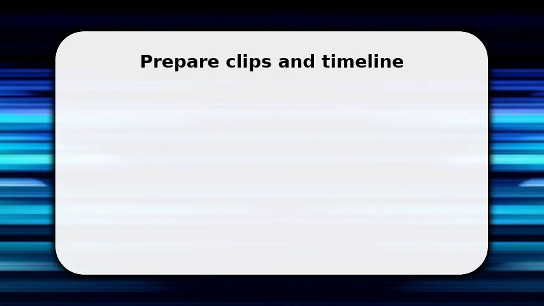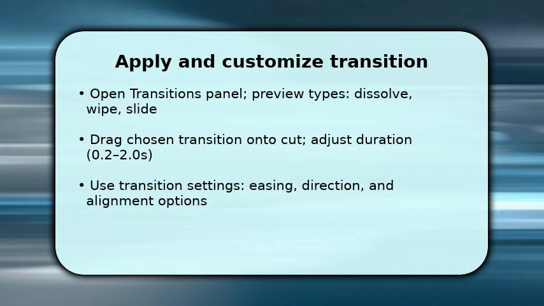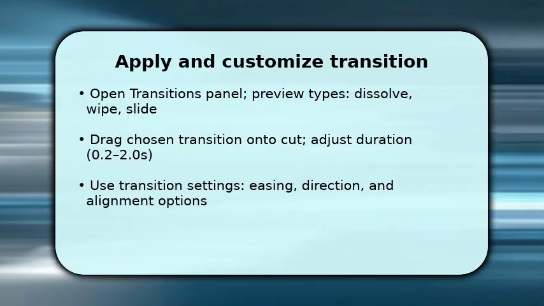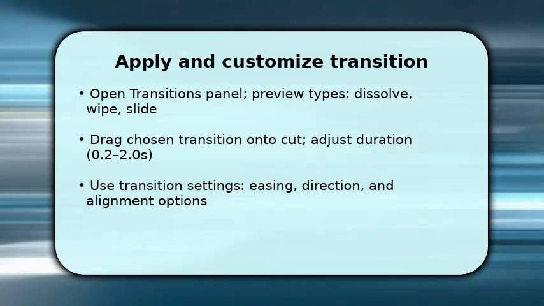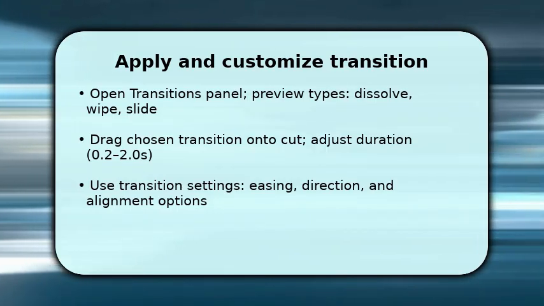Now choose a transition that matches your edit intent: dissolve for subtlety, wipe for directional motion, or slide for energy. Open the Transitions panel and drag the effect directly onto the cut between clips. Clipchamp shows a default duration. Then customize duration, typically 0.2 to 2.0 seconds depending on pacing, and tweak easing and direction to control motion feel.